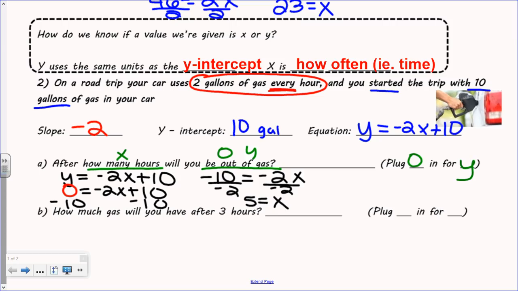So what does that mean? What is that answering? Our question was, how many hours will you be out of gas? So in this case, we can say in 5 hours, we will be out of gas. And so part B, it says how much gas. That's gallons of gas, which has the same units as your y-intercept. So this must be my y value that I'm looking for. After 3 hours? That's a time, so that must be x. So we're going to plug in 3 for x.